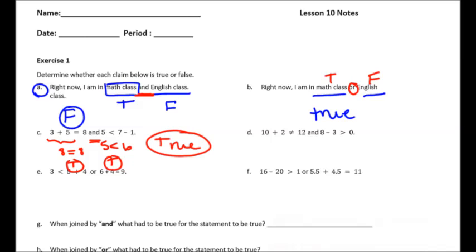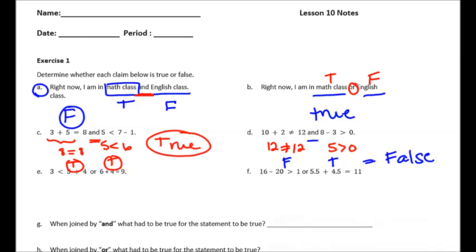Okay, and then part D, looking at the equation, 10 plus 2 does not equal 12. Well, 10 plus 2 is 12. That is equal to 12, so that's false, okay? And is 8 minus 3 greater than 0? So 8 minus 3 is 5. Is 5 greater than 0? Yes, it is. That's true. So when we go to read the whole statement, this will be false, okay? Because they both need to be true in order for the statement to be true.